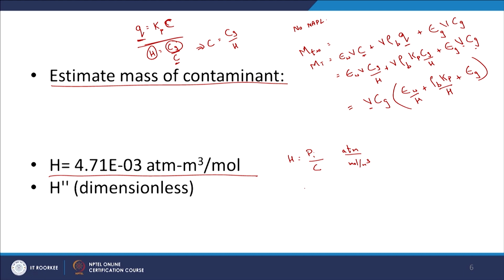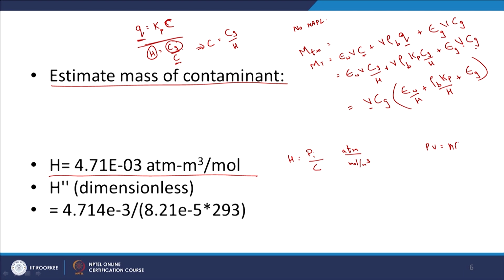Obviously, we need to transform that into dimensionless, because we are looking at H equal to Cg by C. So, obviously, if you look at PV equal to nRT and so on, you will need to divide by RT typically, that is what we have out here. So, I am trying to make it dimensionless here, and the dimensionless constant is more or less 0.196. So, what does that mean? We have 0.196 to be the concentration in the gaseous phase to the concentration in the relevant water, let us say, right. So, that is what we have out here for benzene, okay. So, let us move on.